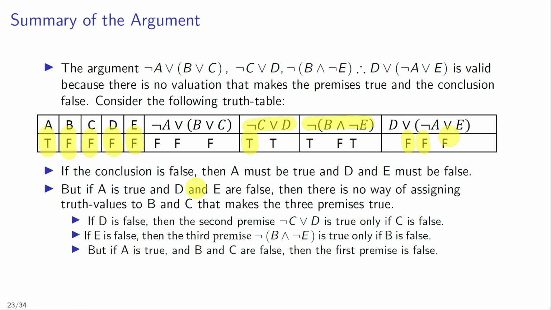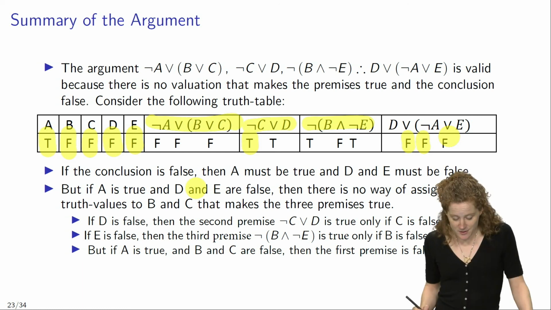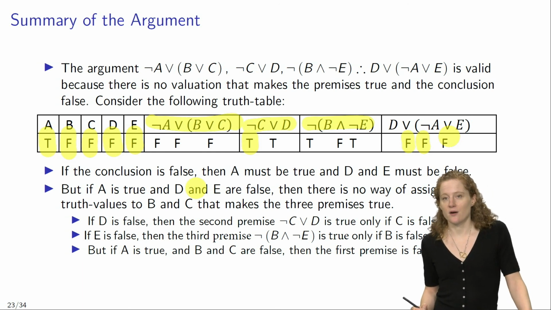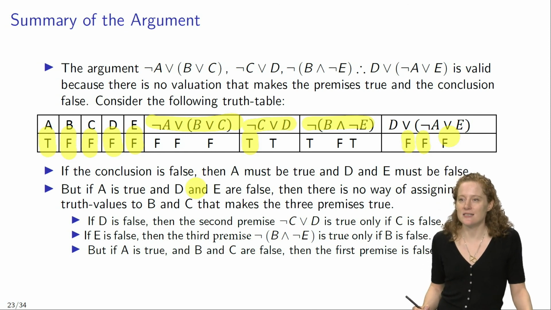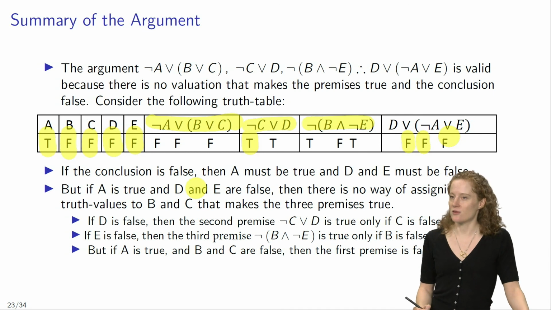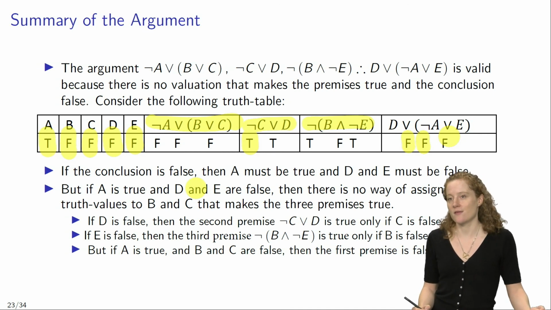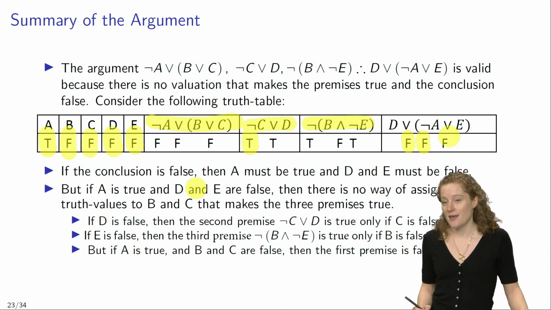But if A is true and B and C are false, then the first premise is in fact false. And this shows that there's no way of assigning truth values to the 5 sentences A, B, C, D, and E, which makes the conclusion of our argument false and the 3 premises true. And that means that this argument is tautologically valid.